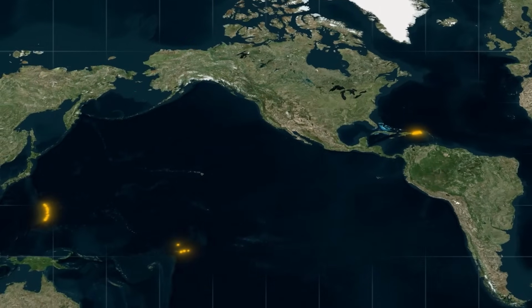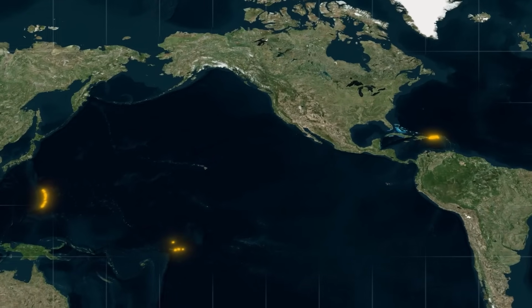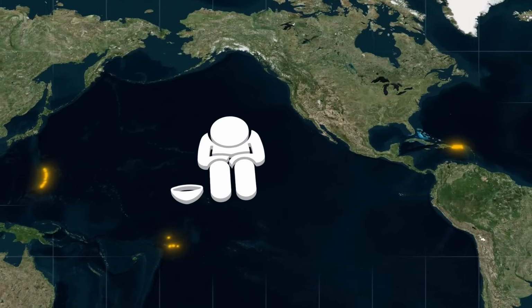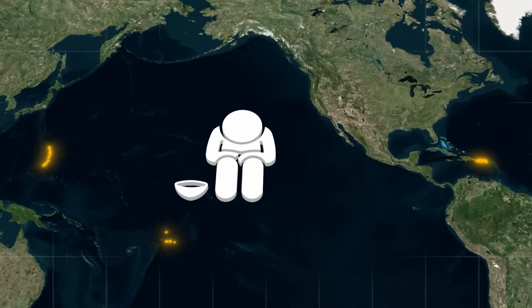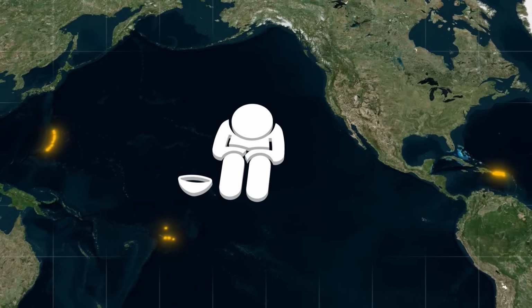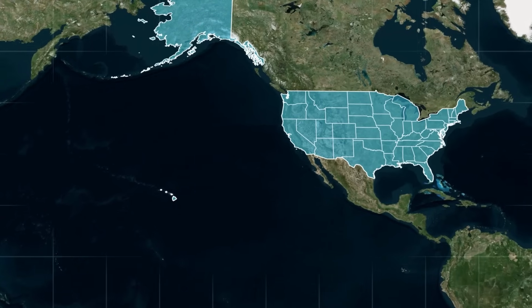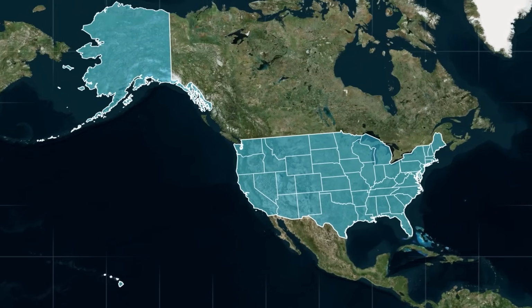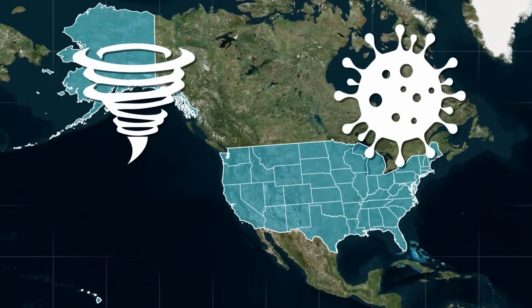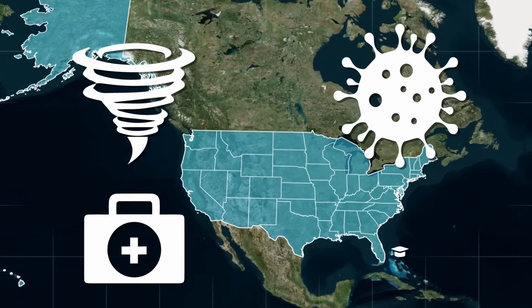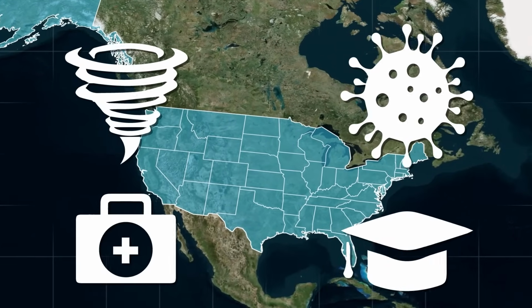Advocates and representatives of the U.S. territories claim that the lack of equal representation and voting power is directly correlated with the poverty seen in these places. Americans living in U.S. territories are generally thought to be last in line for hurricane relief, COVID-19 aid funding, healthcare, education, and much more.